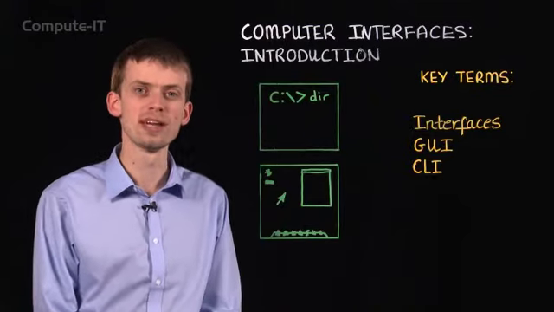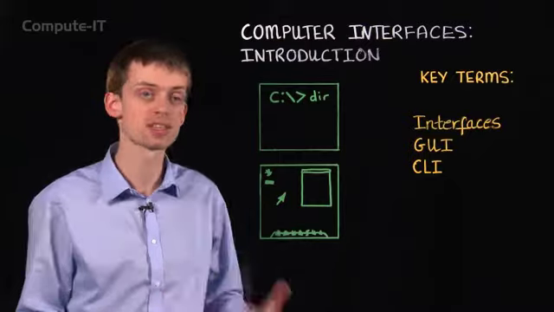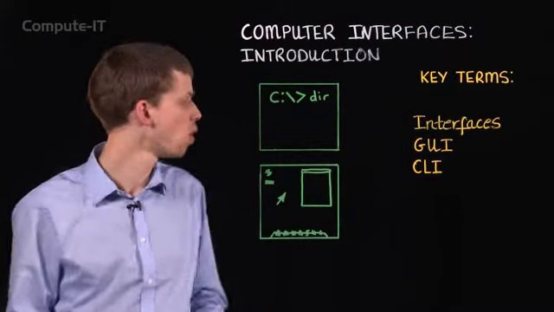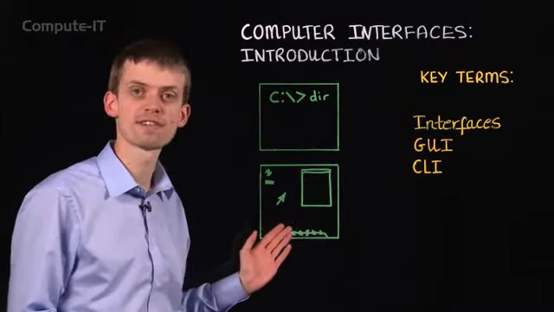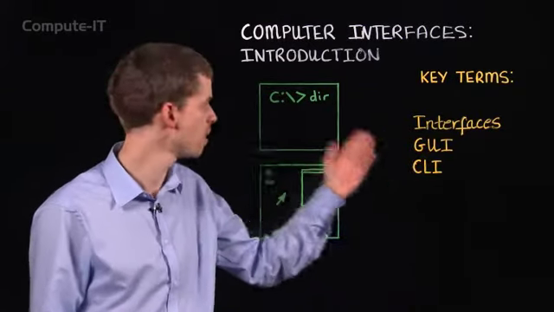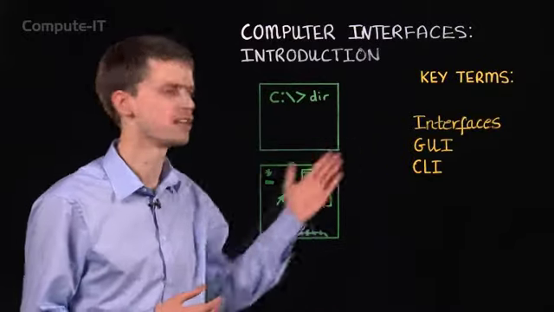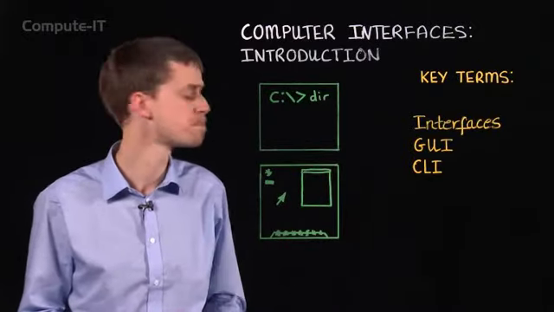There are two main ways that people interface with computers, that they interact with computers. One is the GUI, or Graphical User Interface, and the other is the CLI, or Command-Line Interface. So let's have a look at what these two things mean and the difference between them.